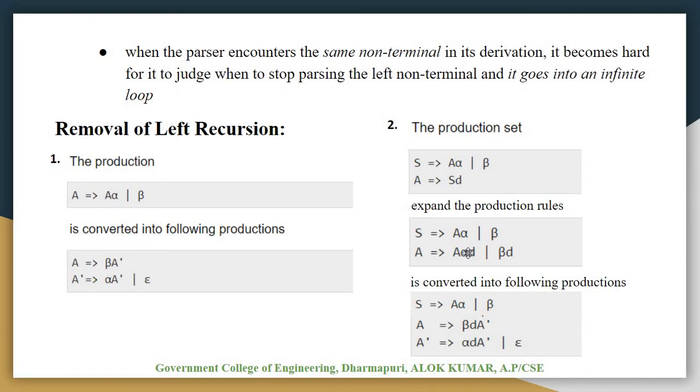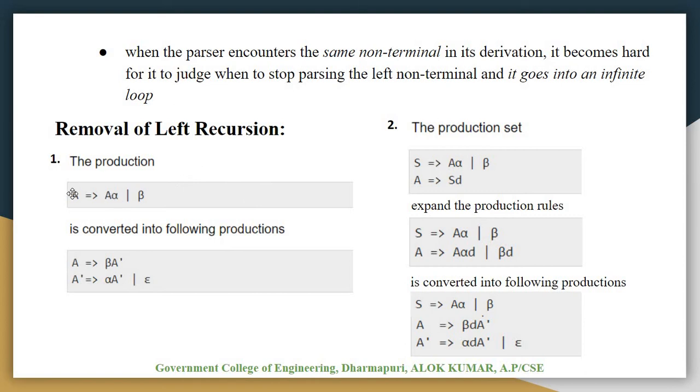When the parser encounters the same non-terminal in its derivation, it becomes hard for it to judge when to stop parsing the left non-terminal, and it goes into an infinite loop. How will we remove left recursion?